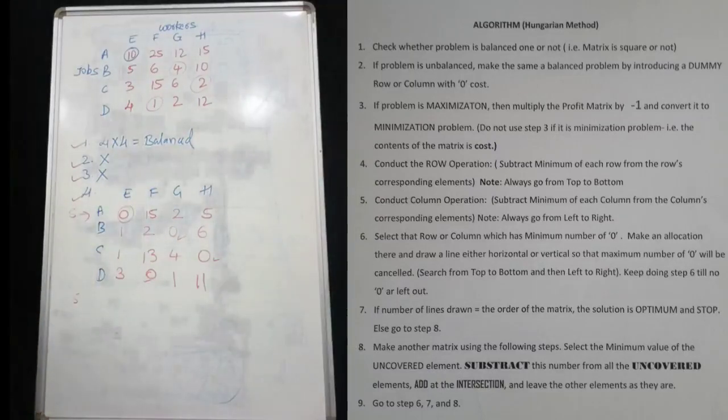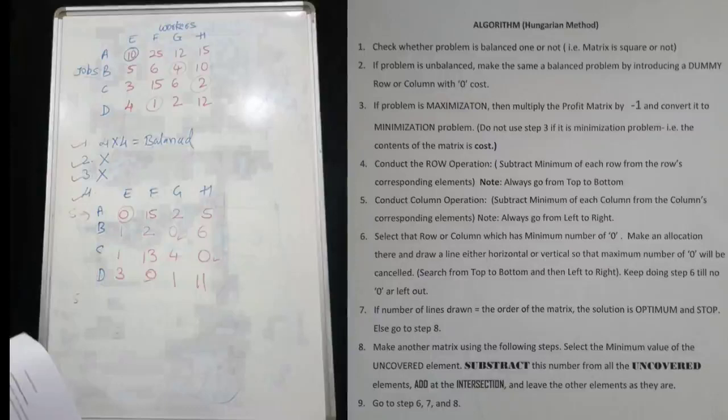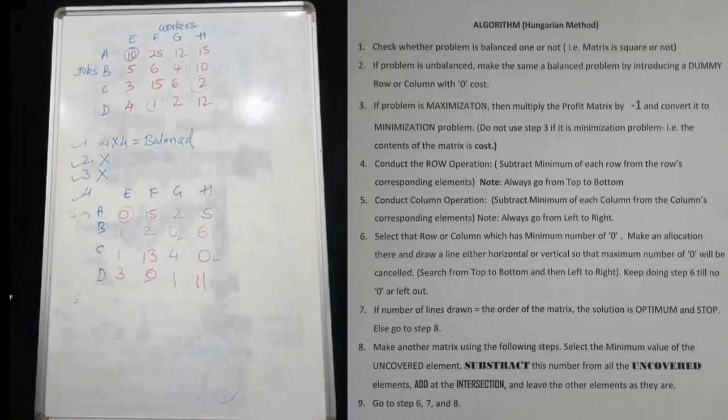Alright. Now let us see what is the next step. Step number 6 says, select that row or column which has a minimum number of 0s. Make an allocation there and draw a line either horizontally or vertically so that the maximum number of zeros will be cancelled. Here you search from top to bottom. So I have to find a row which has the minimum number of zeros. Let us start searching. Always go from top to bottom. Wherever you get it first, allocate there.